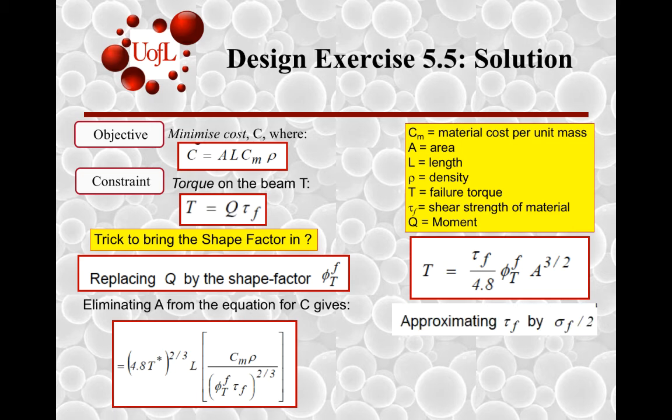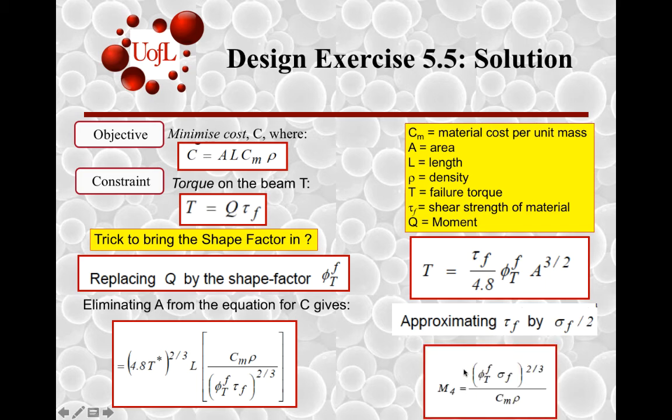Because the tensile strength is more readily available for a material than shear strength as data, if you approximate tau f by sigma f by 2, you basically have a term that looks very similar to the material index that was used for bending, except that the nature of the shape efficiency factor is specific for this particular loading condition. So it's different from phi b. What happened to this 2 over here? Basically, it got lumped into this constant inside.